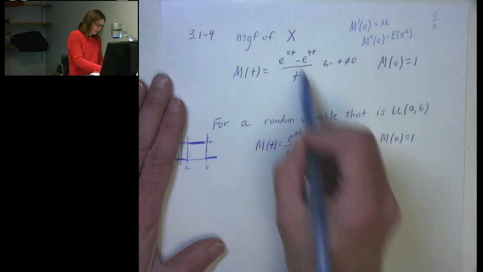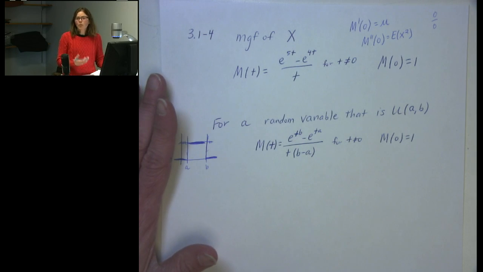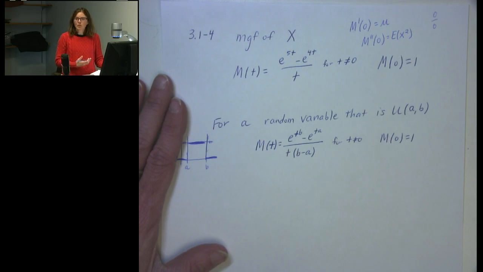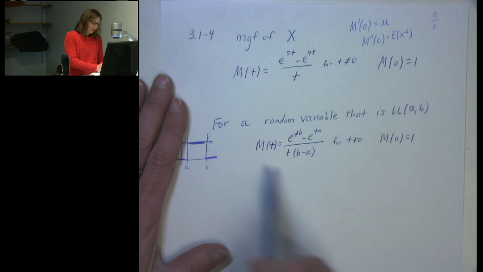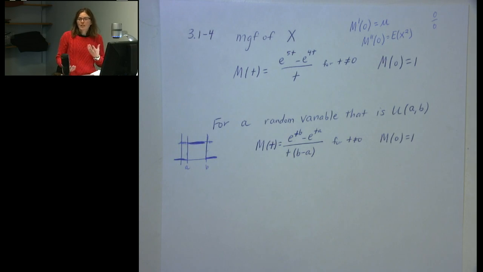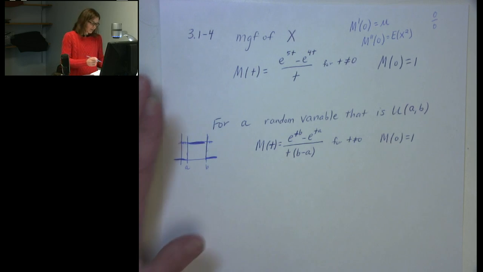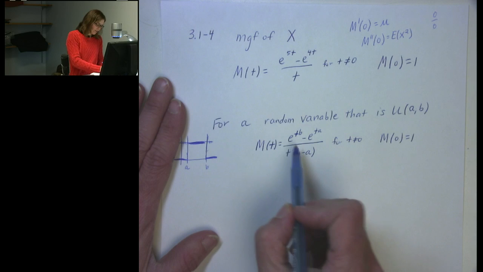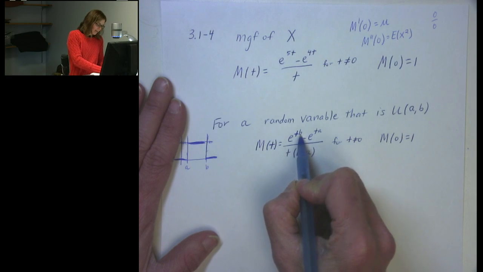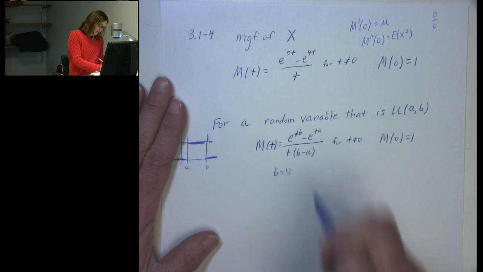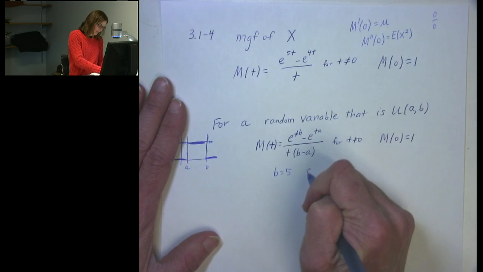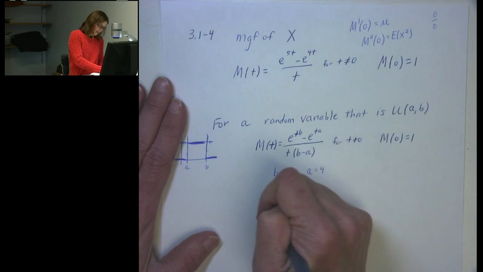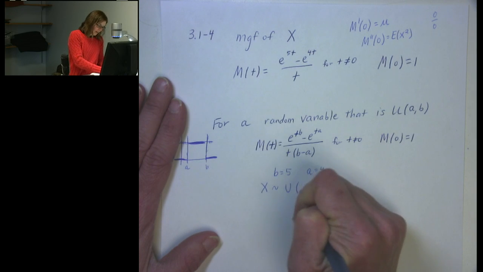So this matches this format, and so we can use what we know about finding the mean and the variance for a continuous uniform distribution if we recognize that this is taking that form. Because, remember, a moment generating function is associated with a unique distribution. If we know one, we can find the other. So once we recognize that, we can see that our B is taking the value 5, our A is taking the value 4. So in this case, x is uniform on the interval from 4 to 5.